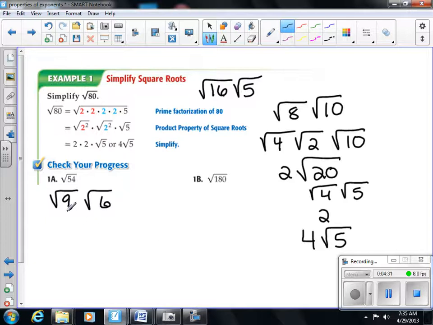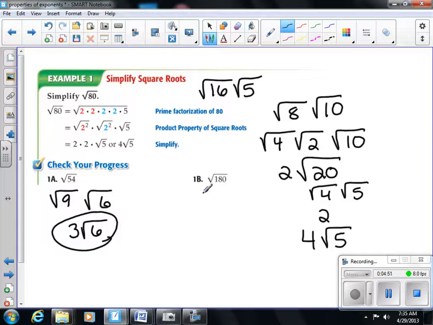Okay, and what is the square root of 9? 3 times the square root of 6. Now, can I break 6 down anymore? No, that's as low as it'll go. Good job. Okay, I want you to try the next one. When you get finished, I want you to raise your hand. I'll check you, and then you can check your partner.